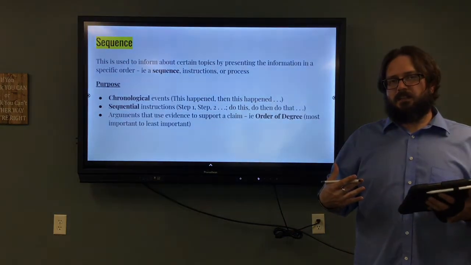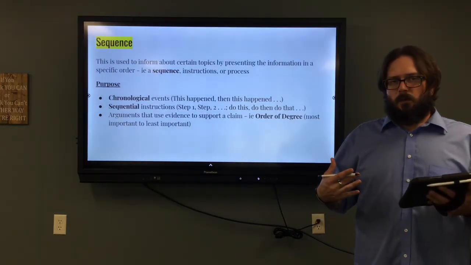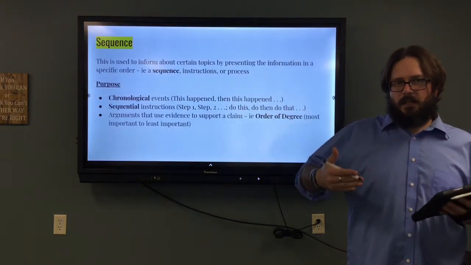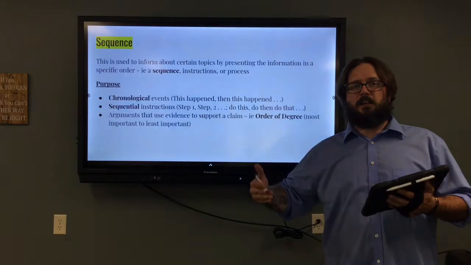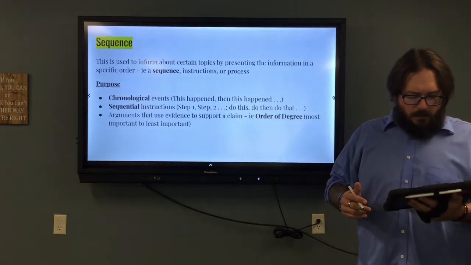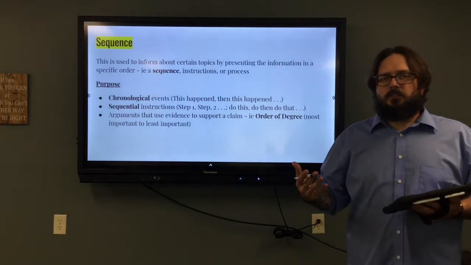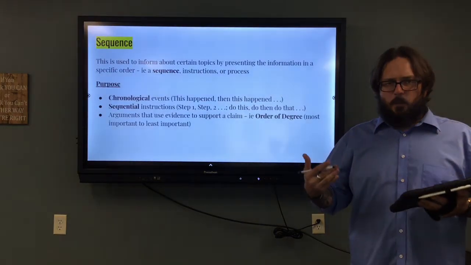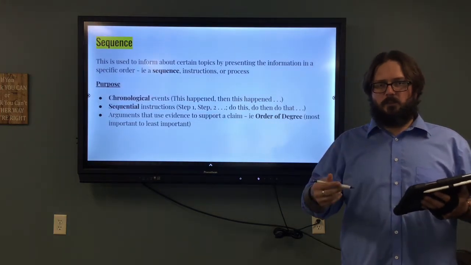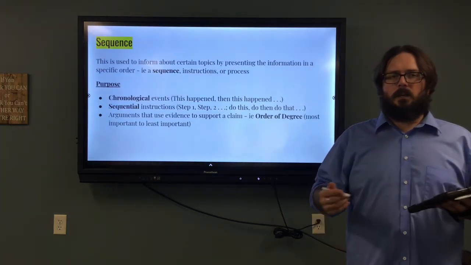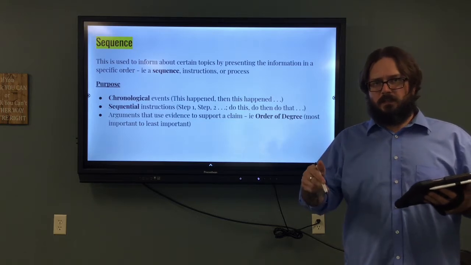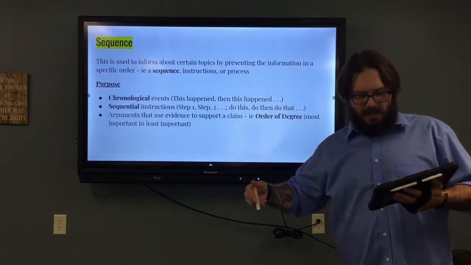So we may see this in a story that will be something along the lines of this happened, and then this happened, and then finally that happened. Next, an author could use it to provide a list of sequential instructions. So step 1, step 2, step 3, or maybe something like first you will do this, then do this, and then finally do that.